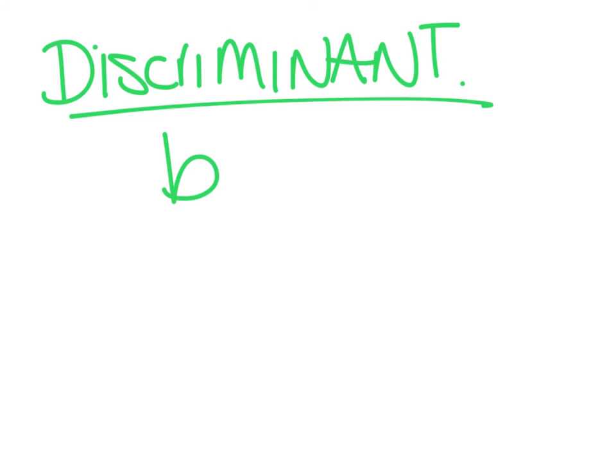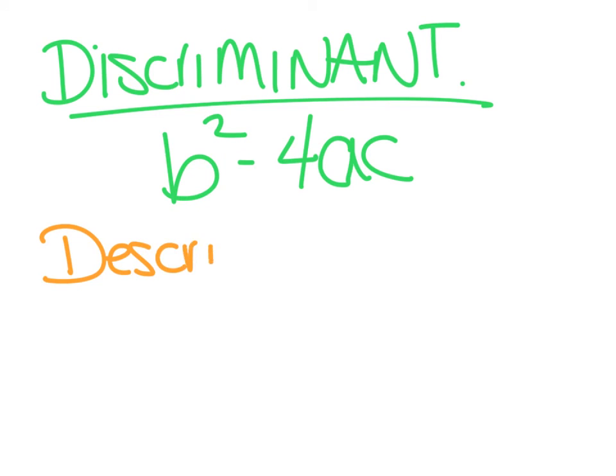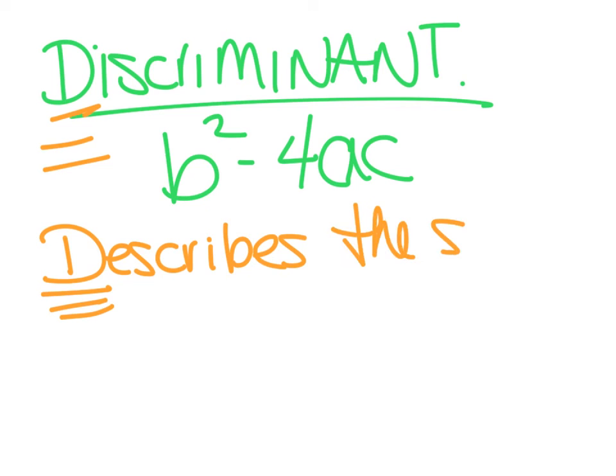So let's kind of put it all together. The discriminant is extremely useful. First of all, it's b squared minus 4ac. It's the part that sits under the radical of the quadratic formula. It describes, okay, I like the D word, the discriminant describes the solutions.